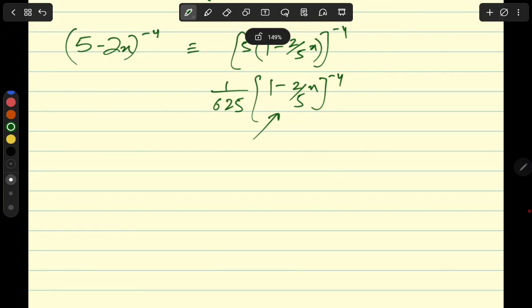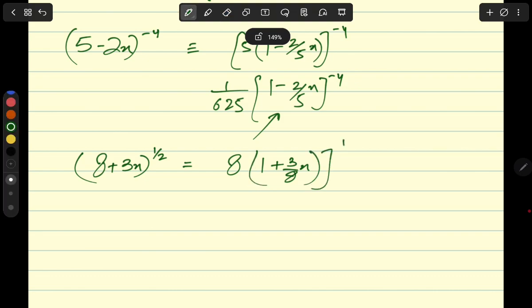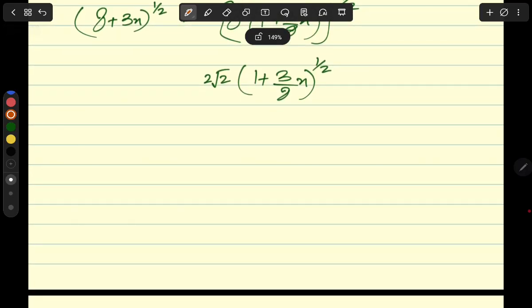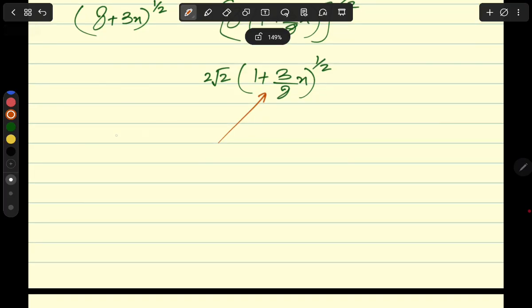Similarly, if you had 8 plus 3x to the power of half. So again, no rocket science here. You have to factor the 8 out. So you will have 1 plus 3 upon 8 x inside the bracket, and then you raise the entire thing to the power of 1/2. So this becomes 2 root 2 when 8 is raised to the power of half, and the remaining is going to be expanded in the same way. Okay, so we have not done fractional powers here, so I'll show you how to expand these as well. Let's make sure that you are not forgetting this 2 root 2 in any of these steps.